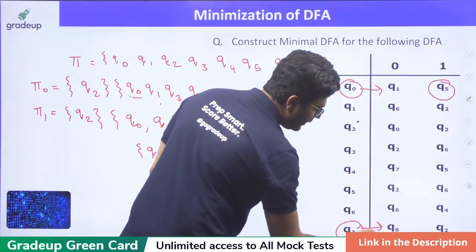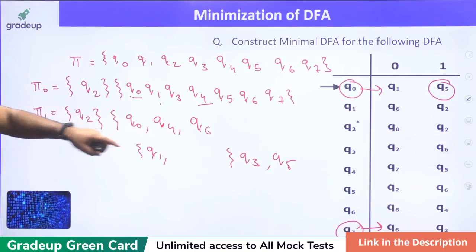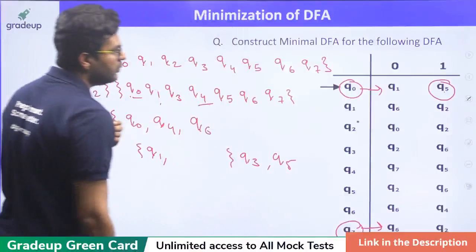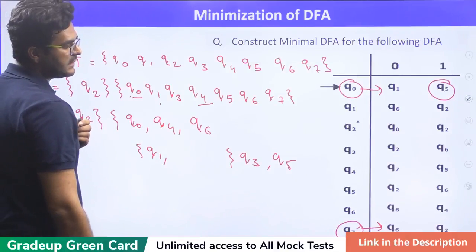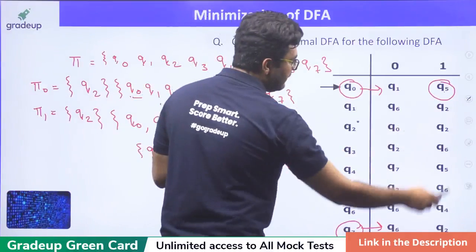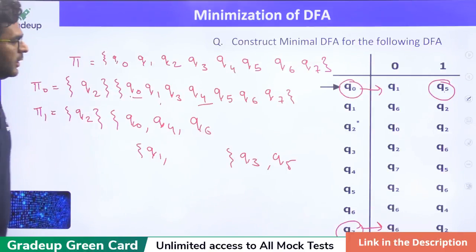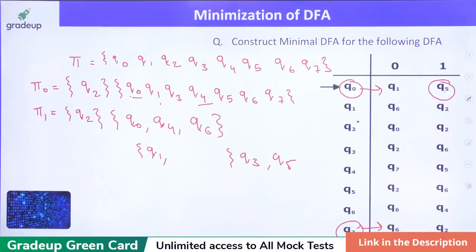Okay, it's a very lengthy question, guys. See, at Q0, after observing 0, we are going to Q1 state. And here we are getting Q6. So 1 and 6 are in the same set, and 5 and 2 are in a different set. So we can't keep 7 over here.